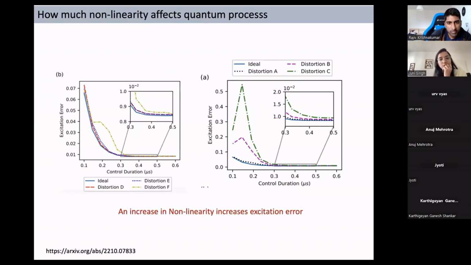Now I won't go into the details because it's beyond the whole motivation of quantum optimal control, but just to give an idea what nonlinearity or any kind of distortion can do to your system. Here we applied some simulated distortions in our control pulses, and we noticed how bad our excitation error got every time we applied more and more nonlinearity. For example, for this distortion C in the green, we applied a high nonlinearity in the system, and our excitation error went to about 0.5, which is 50%. So it's not even something that we want to do at some point.